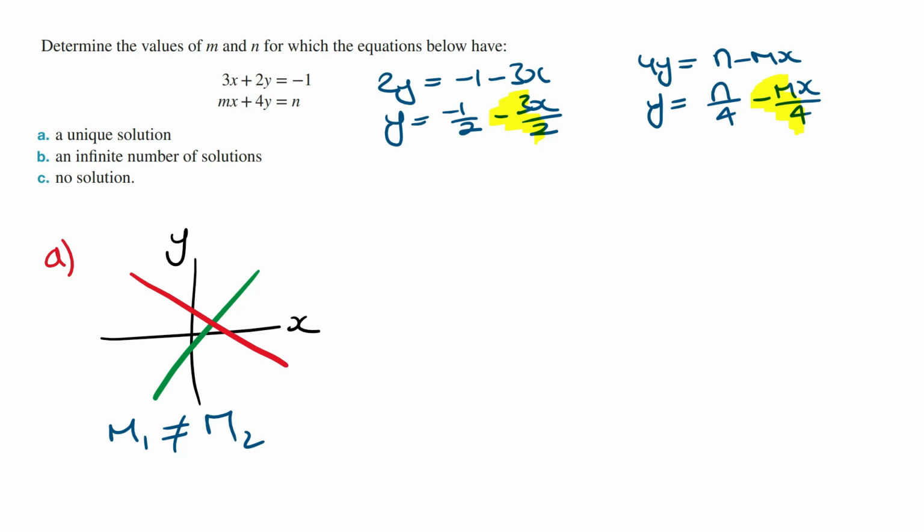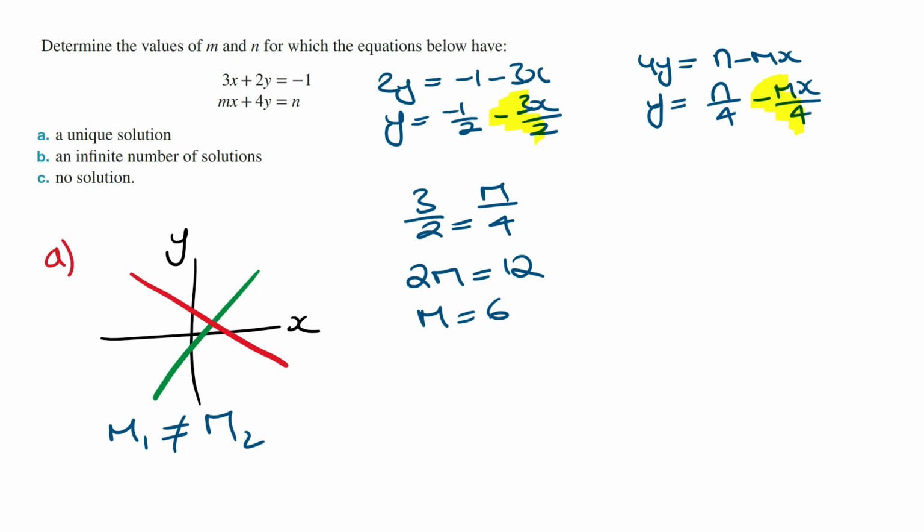And so equating the gradients, the negatives will cancel out, and so we're going to get 3 on 2 is going to equal m on 4. From here we solve for the value of m, and so cross multiplying, we're going to get 2m is equal to 12. Dividing both sides by 2, we're going to get m is equal to 6. And so what this means is that when m is equal to 6, the gradient of the two lines will be equal. But to have a unique solution, we need the gradients to be different, and so m can be any value except for the value of 6.